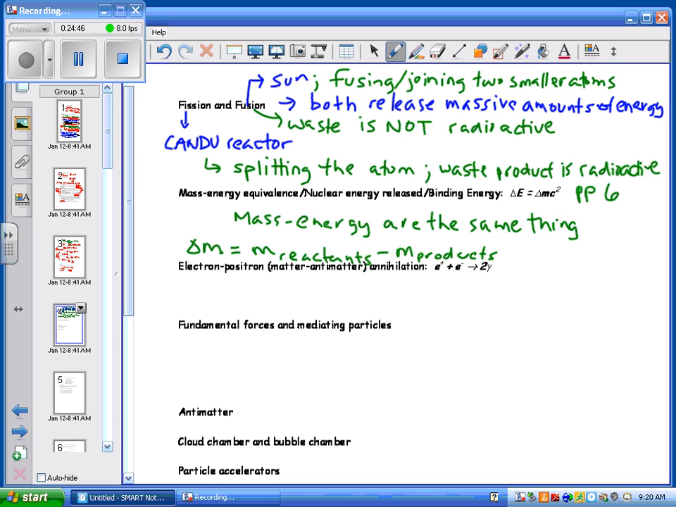You need to know what happens when antimatter and matter collide, they annihilate each other and 2 gamma ray photons are emitted, and you need to know that that's based on conservation of momentum, which is physics principle 4.